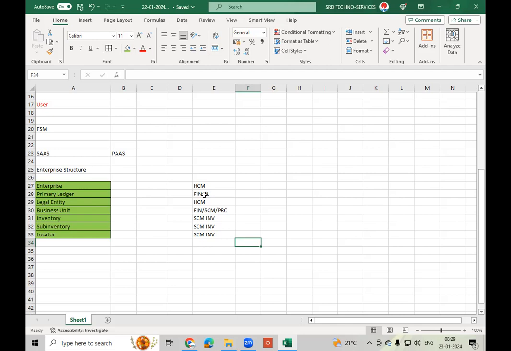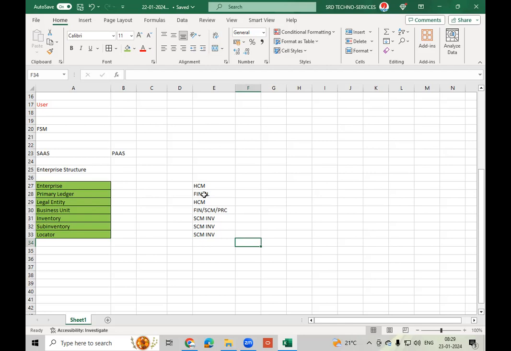In implementation also, in the cutover list, you will maintain all this. If I want to start, the dependent setups for me are primary ledger, legal entity, business unit. Until they are complete, I cannot start defining inventory setup. So this is the coordination actually. You must have interaction and coordination with other team members.